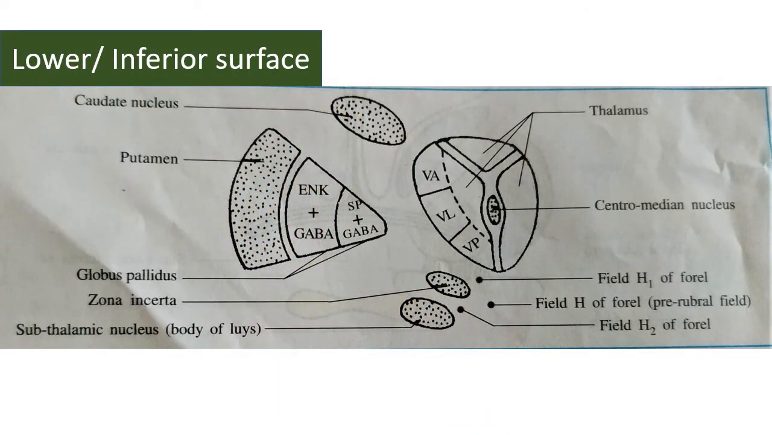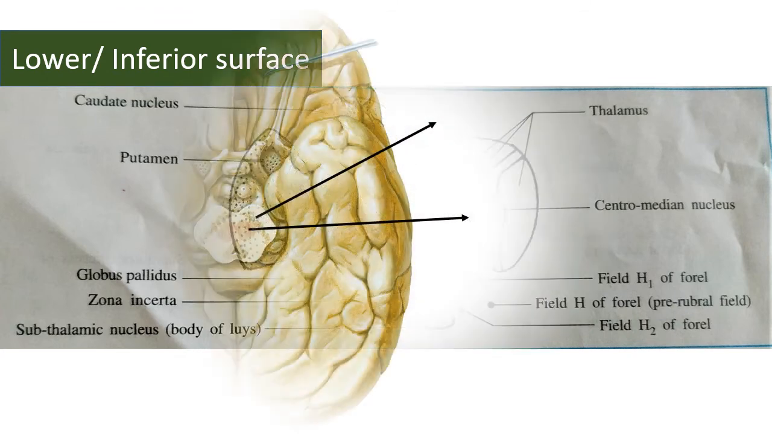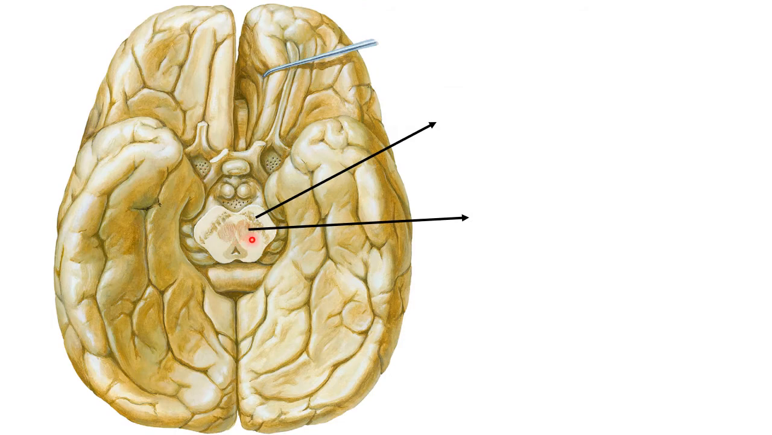Coming to the inferior surface, the inferior or lower surface is related to the zona incerta, the subthalamic nucleus, and the subthalamic prolongation of the midbrain containing the rostral end of the red nucleus. Let us see that rostral end of the red nucleus over here, and the substantia nigra.